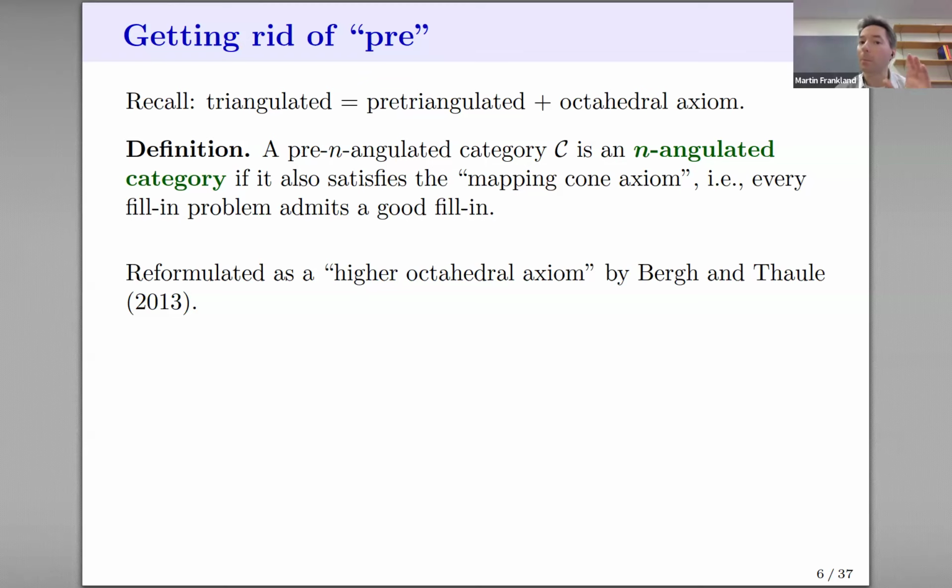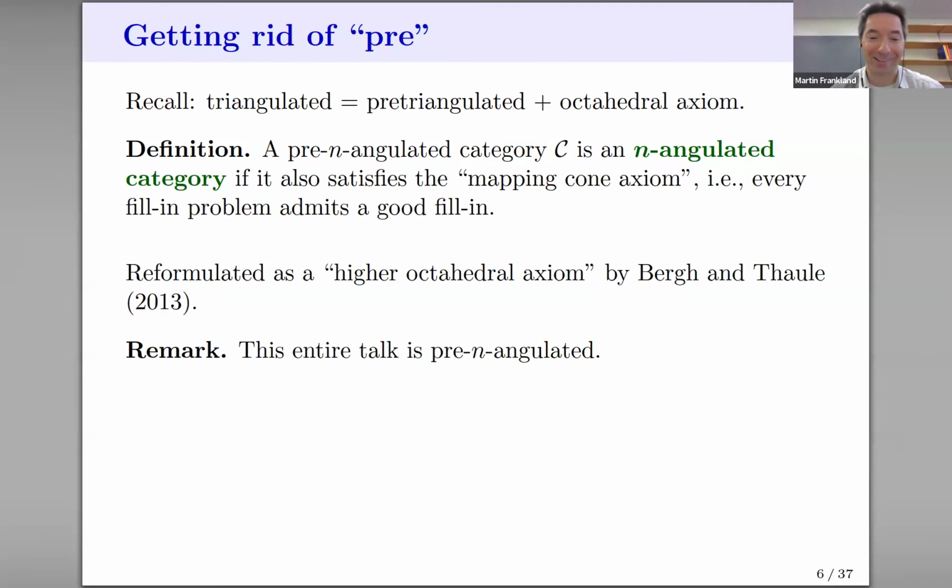So that's available, but I will not make a big deal of that because, in fact, it's entirely irrelevant to my talk today. The whole talk, and in fact, the whole paper that we wrote, is pre-n-angulated. We don't use the octahedral axiom at all. I suspect that you would need it if you wanted to work with higher Toda brackets, but for the version that I'll present today, we don't need the octahedral axiom at all. So let's just forget about it.